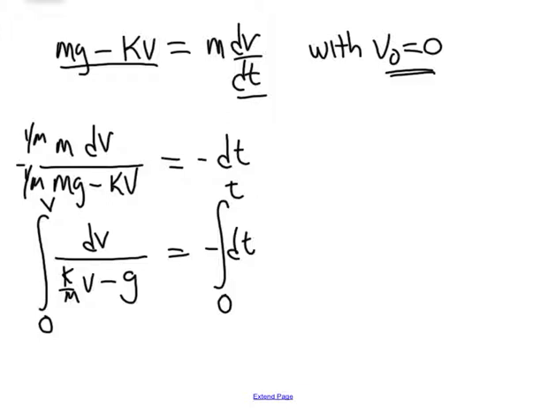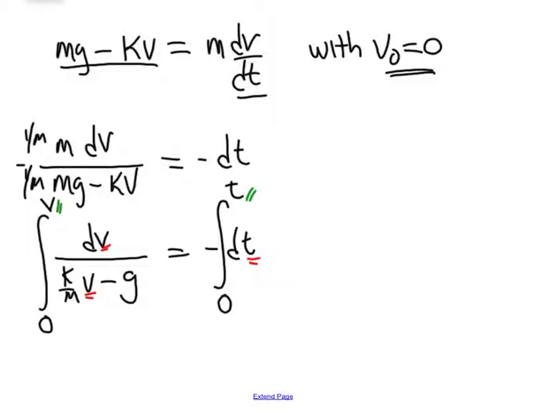Now I know this is going to look a little strange because I have right here a variable of integration, which I have called t, and a variable of integration right here, which I have called v. And my limits, unfortunately, also include a time and a velocity.